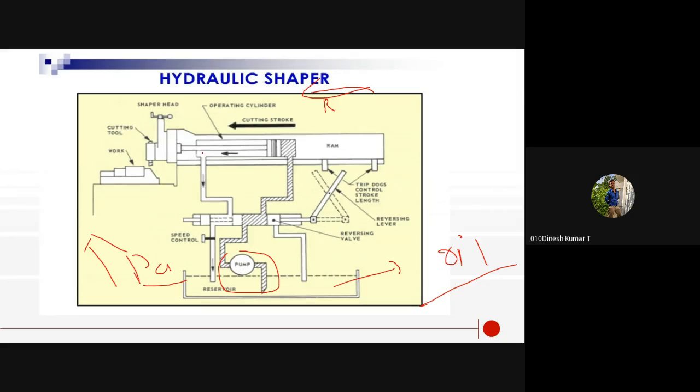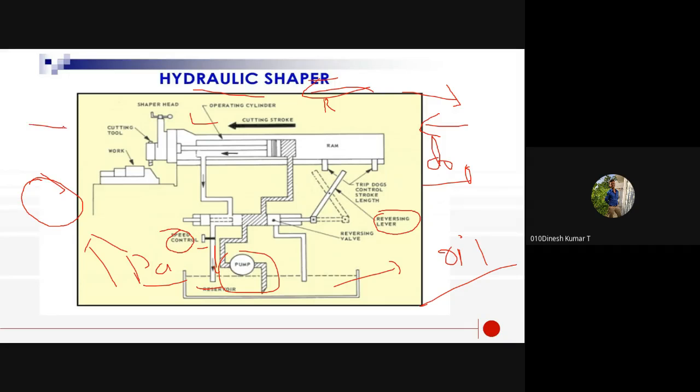During the return, on the left hand side of the cylinder, the remaining oil comes into this pipe and goes again to the reservoir. This is speed control. It is a throttle valve which controls the speed of this hydraulic machine. While performing the forward stroke, at the end of the stroke, there is a shaper dog which hits the reversing lever so that cyclic operation can be done.